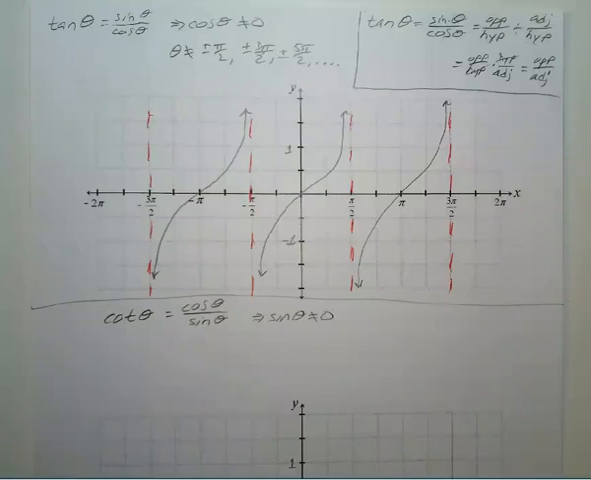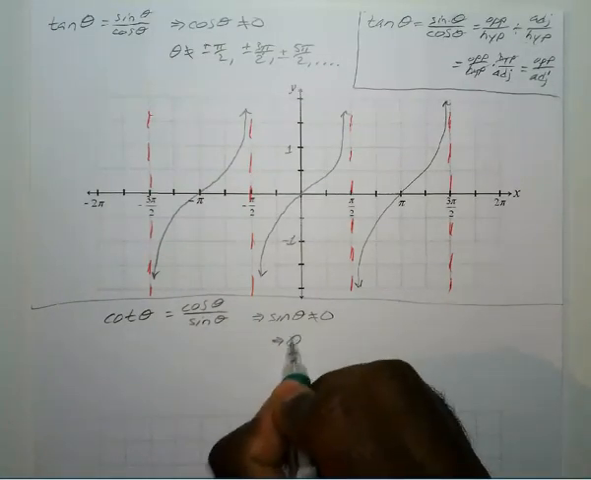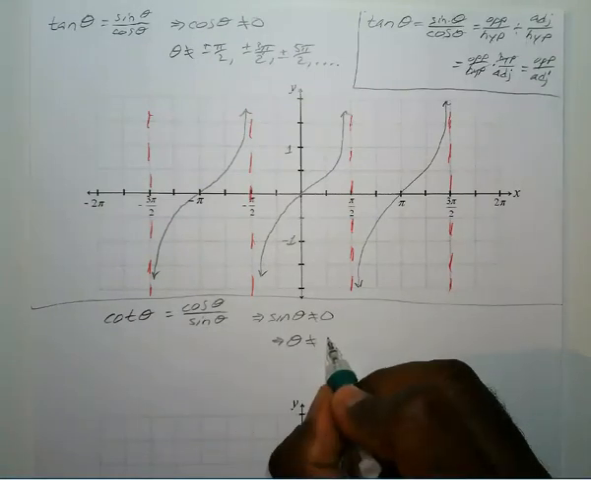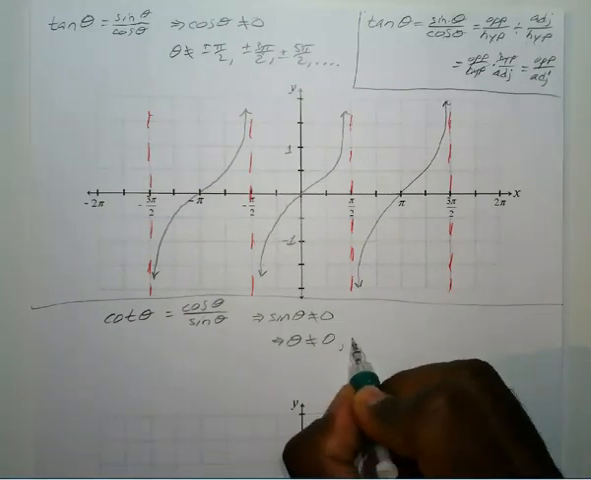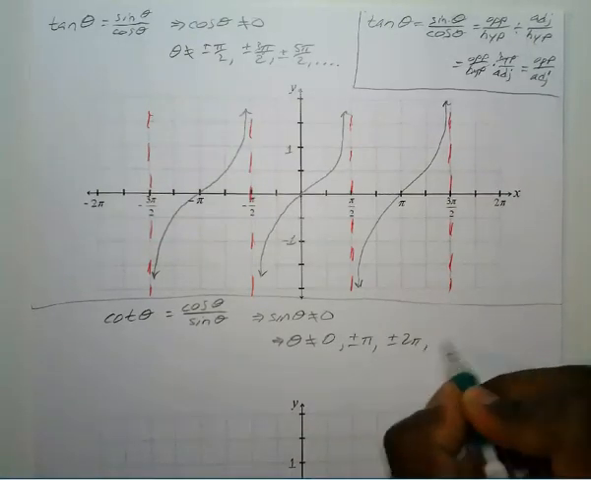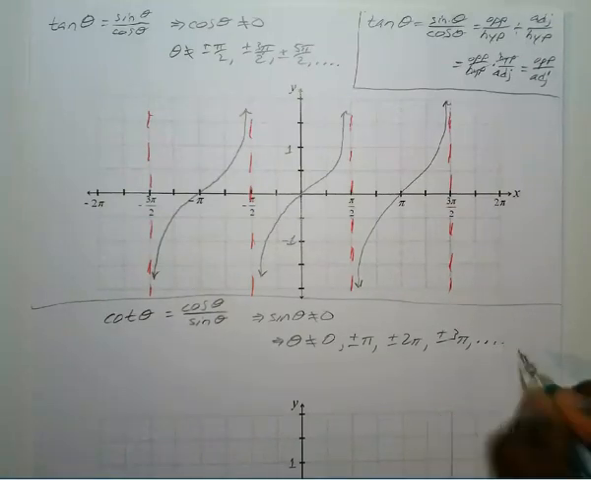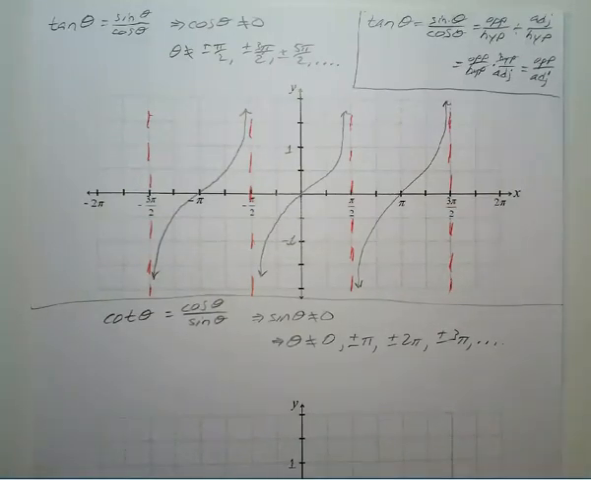Okay, so if sine of theta can't equal 0, then that means theta can't equal 0, positive or negative pi, positive or negative 2 pi, positive or negative 3 pi, and it keeps on going. Because if you look back on the graph, sine of 0 is 0, sine of pi is 0, sine of 2 pi is 0, sine of 3 pi is 0, and so forth.